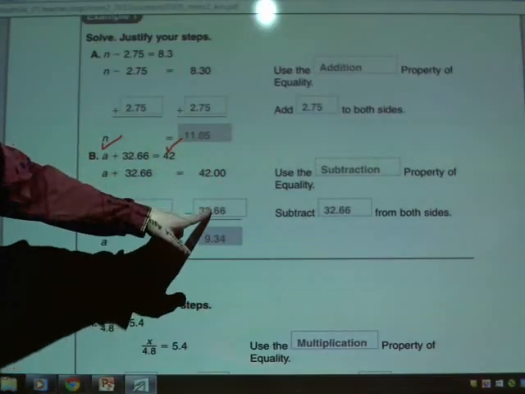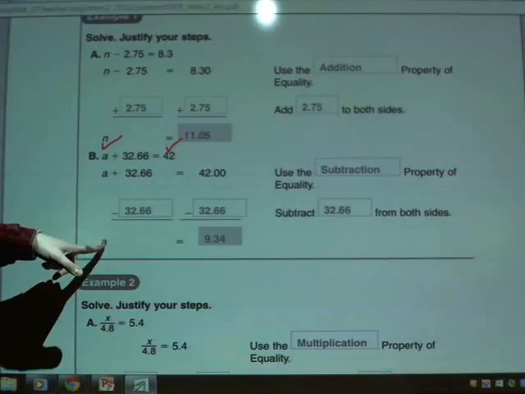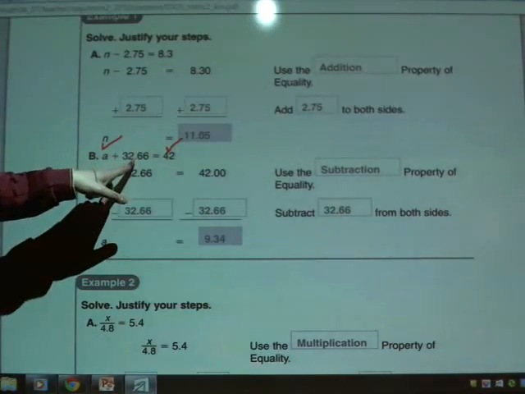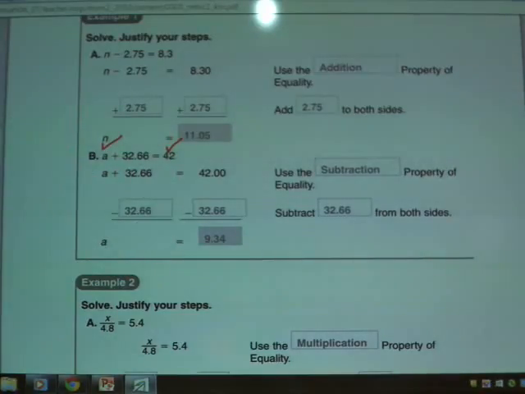Over here I've got 42 minus 32.66, which is 9.34, which is my solution for a. We can check it because 9.34 plus 32.66 is 42. Since the other side says 42, the equation checks and we are in balance.